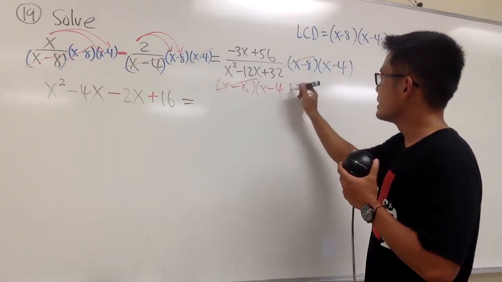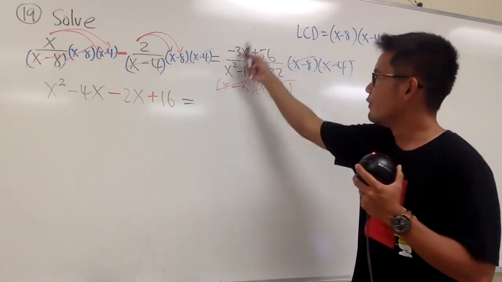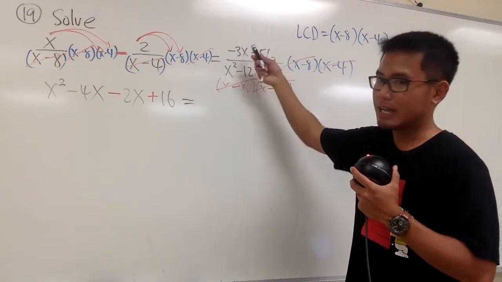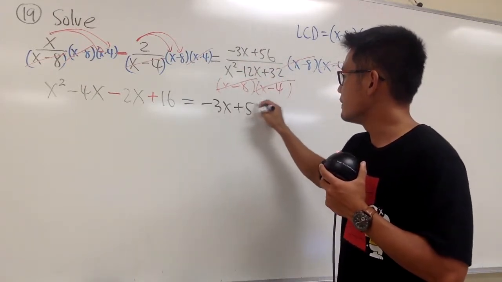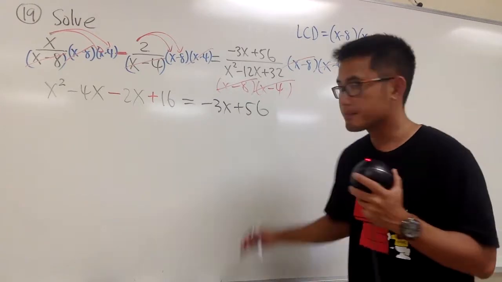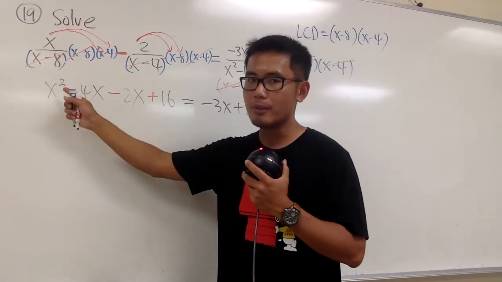Okay, to continue, right here, this and that cancel, so that's nice. And likewise, x minus 4 and x minus 4 cancel. That's also nice. For this right-hand side, we just have the top right here left. So we have the negative 3x plus 56. Okay, no more fractions. That's great. And we do have the x squared term though.